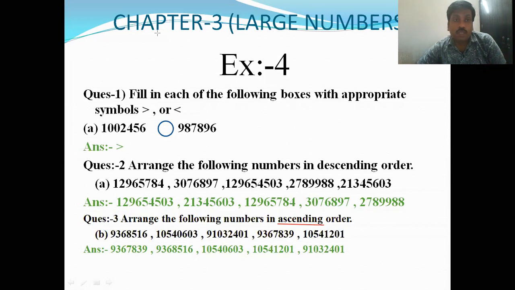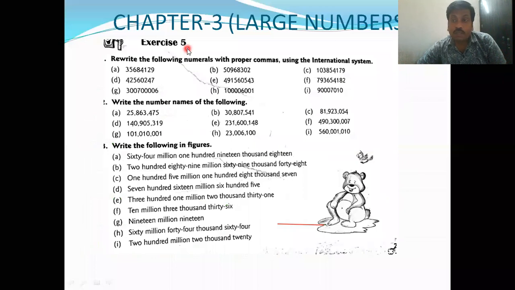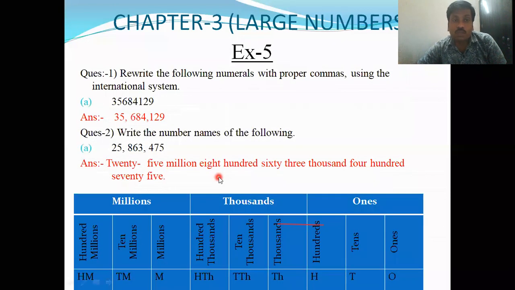Now, when we go to the next exercise, here is exercise 5. Rewrite the following numerals with proper commas using the international system. We have already discussed the international system. And now question number 2: write the numbers for the following figures. How can we solve these questions? Rewrite the following numbers with proper commas using the international system.